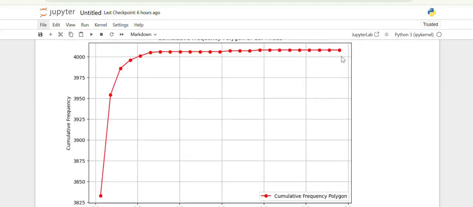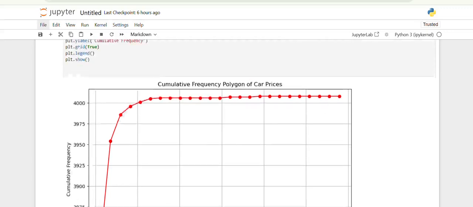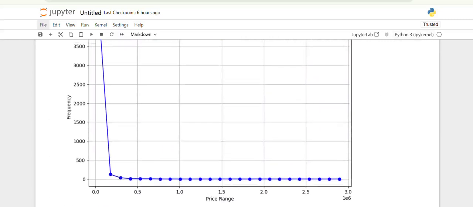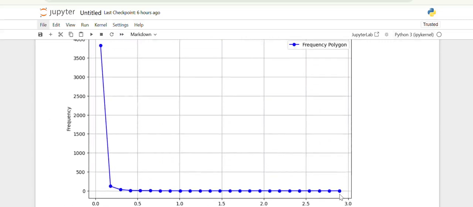So here we can see that it is the opposite of the frequency polygon. It tells us about the midpoints. Here we can see that the midpoint is located on the top side. On the other side, in the frequency polygon, the midpoint is located on the bottom side at this point.